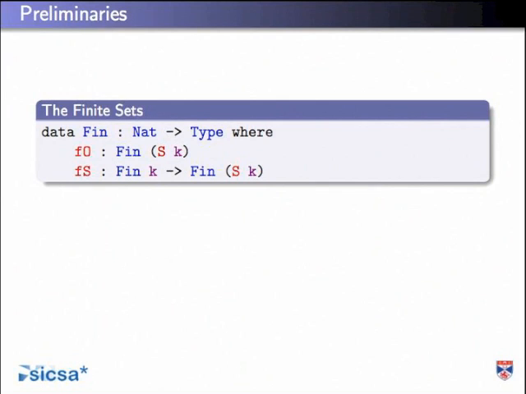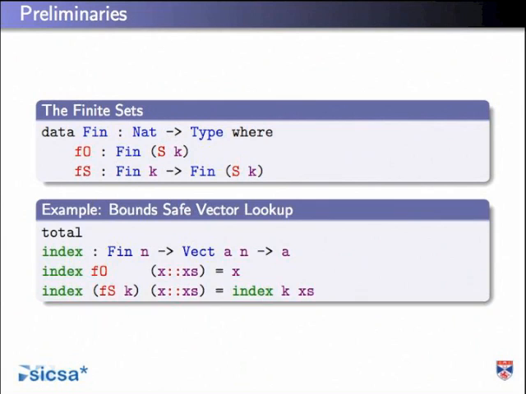So I can always have the 0 thing as long as I have k plus 1 things available. And if I have an element of a set of k things, then its successor is going to be an element of the set of k plus 1 things. So although I've called this the finite set, I could just as easily have called this bounded numbers, and it would have meant the same thing. So this is a good way of representing numbers with an upper bound, which is quite convenient if you happen to have a vector of a certain length.